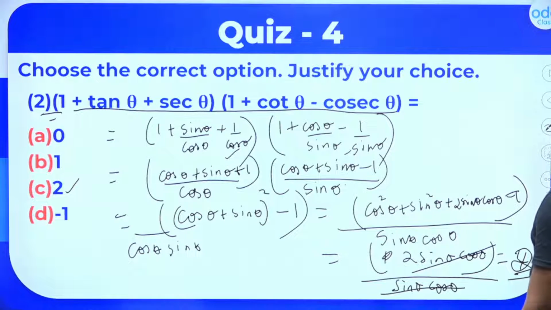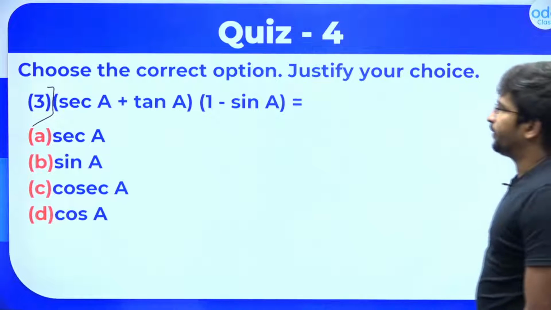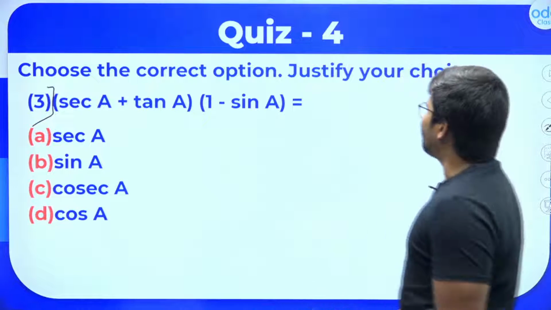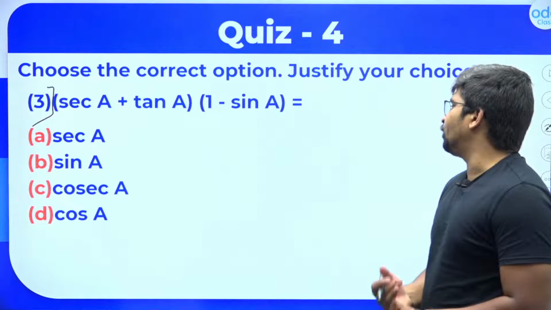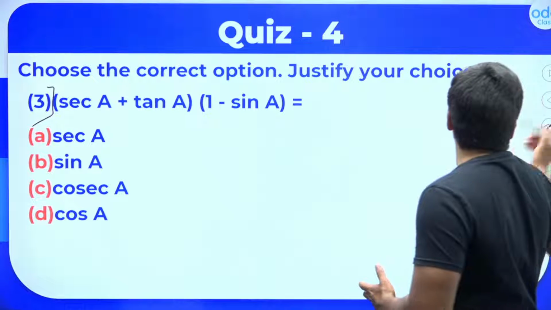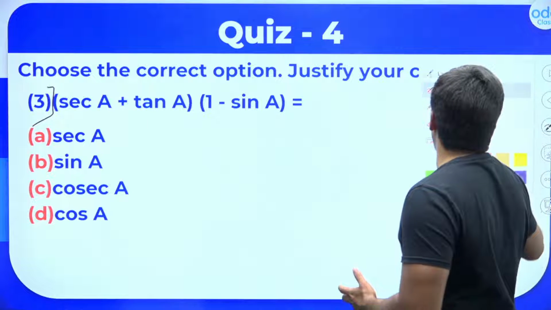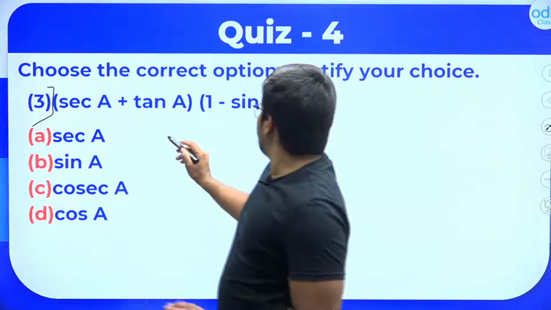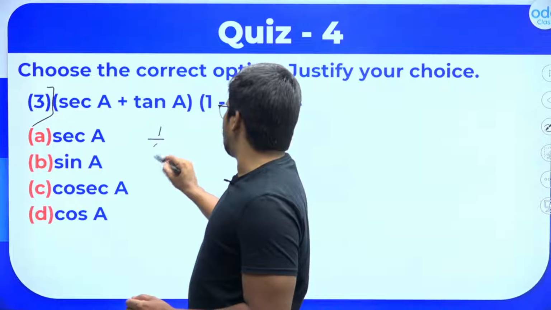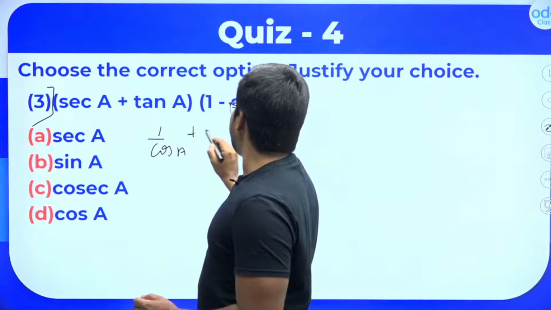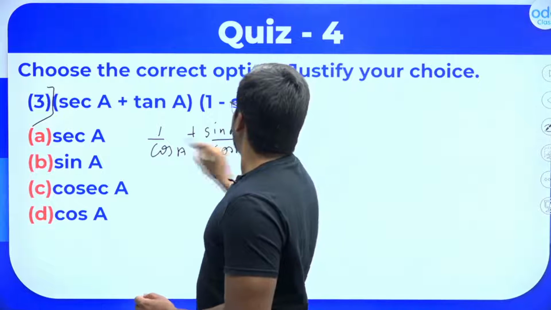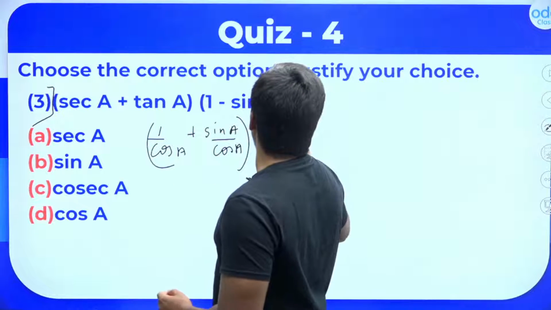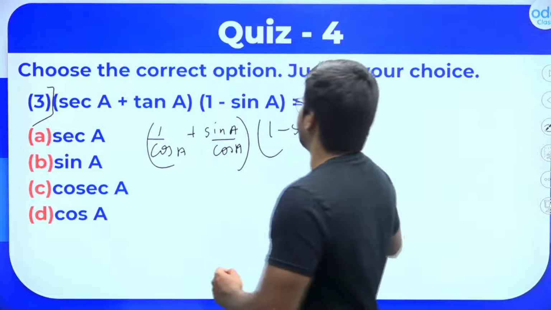Okay, final answer will be 2 here. Alright, again, so choose the correct option and justify your choice. cosec A plus tan A into 1 minus sin A, which one of them will satisfy? So let's see. So cosec A is 1 by cos A plus tan A is sin A by cos A, into 1 minus sin A. This is what you have, correct?